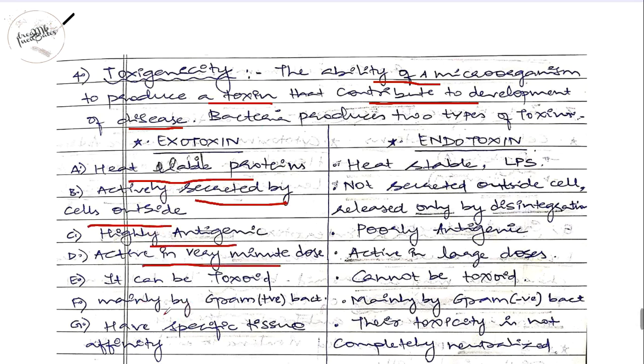They are mainly secreted by gram-positive bacteria, while the endotoxins are heat-stable lipopolysaccharides. They are not secreted extracellularly but only released by disintegration. Here, we need to know that they are poorly antigenic and they are active in large doses. These are produced by gram-negative bacteria majorly.